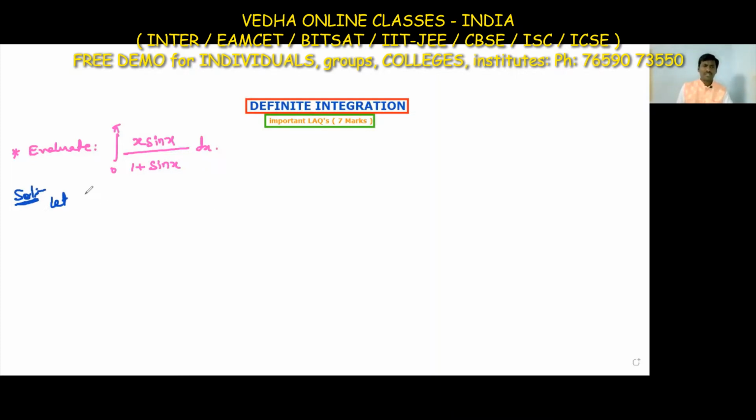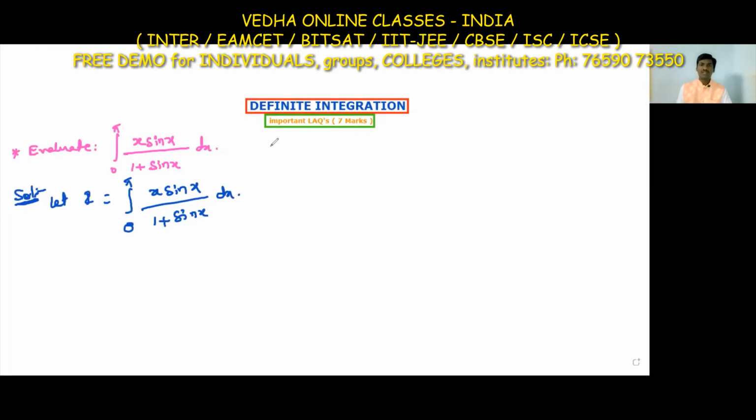So I am taking the integral function here. The question is: evaluate integral of 0 to pi x sin x divided by 1 plus sin x dx. Now I am taking let I is equal to integral of 0 to pi x sin x divided by 1 plus sin x into dx.